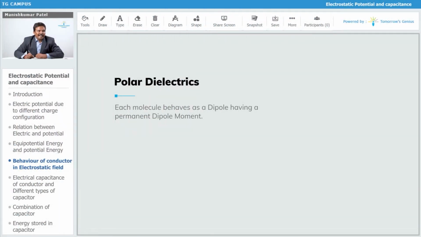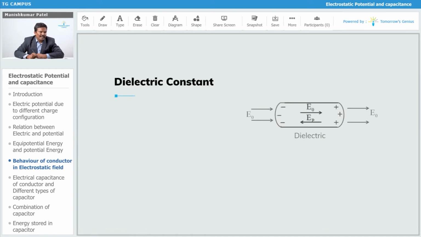In a polar dielectric, each molecule behaves as a dipole having a permanent dipole moment. So we just say that in this polar dielectric, inbuilt dipole moments exist, and each one of them will act as a permanent dipole moment. Now, how will it behave when I place it in some external electric field E0?